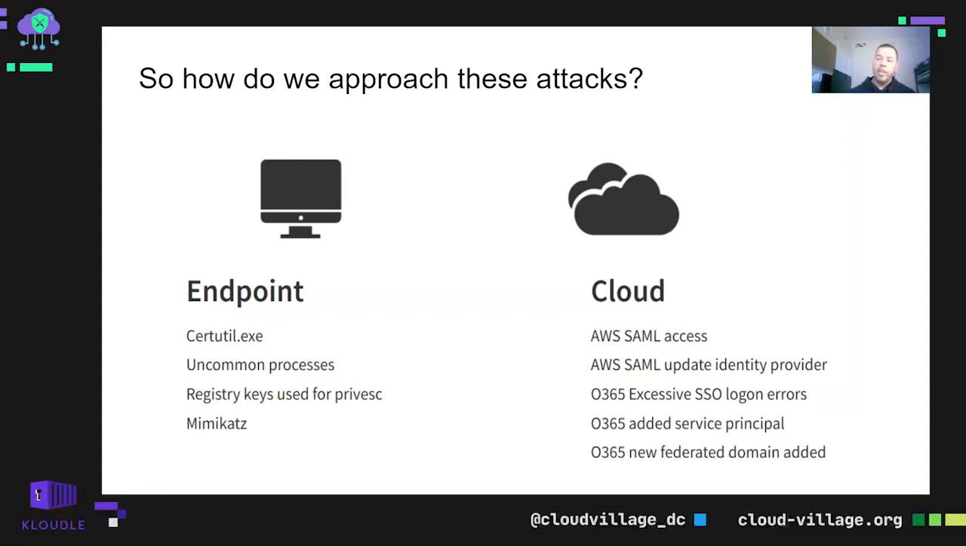The approach that we need here is we already know we can observe and analyze the endpoint, right? So I'll give you some of the things that I've seen associated in these attacks. Things such as the extraction of certificates or keys, tools like certutil.exe, uncommon processes running in servers, all of a sudden, that may give away, for example, the user ADFS dump. Things such as registry keys used for privilege escalation, or the use of Mimikatz, which for the most part, a lot of the vendors can detect pretty well.